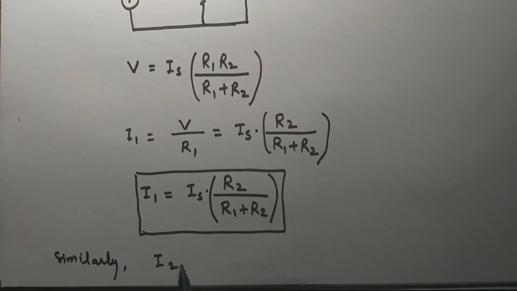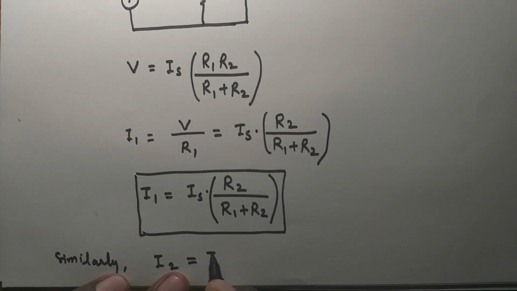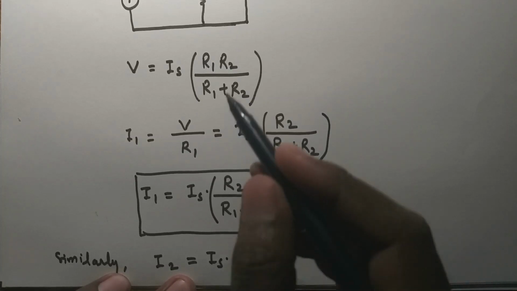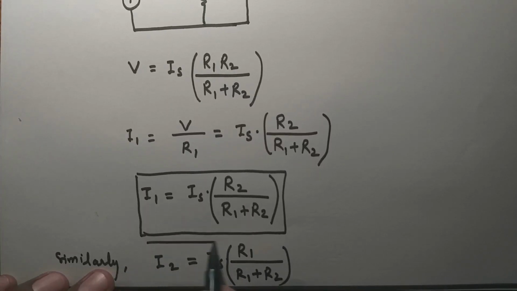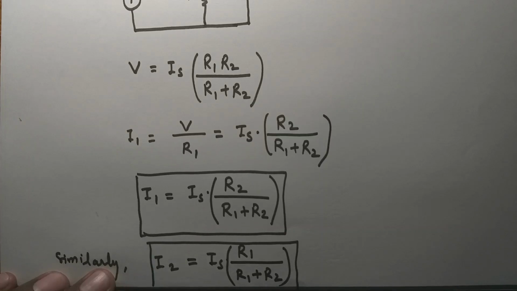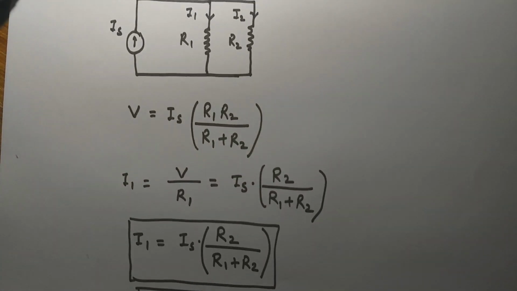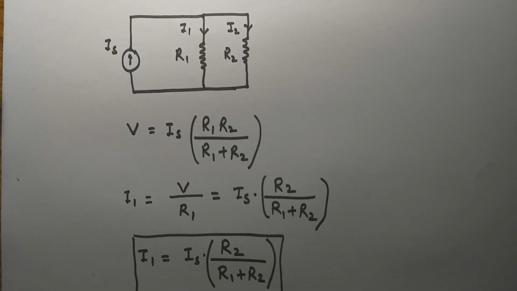And similarly, if we find I2, I2 will be equal to Is, meaning the total source current, multiplied by the adjacent branch resistance, which is R1, divided by the sum of both the resistances. So this is I1 and I2. This is called the current division rule.